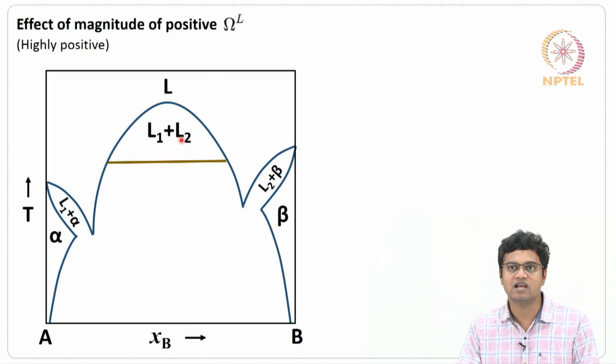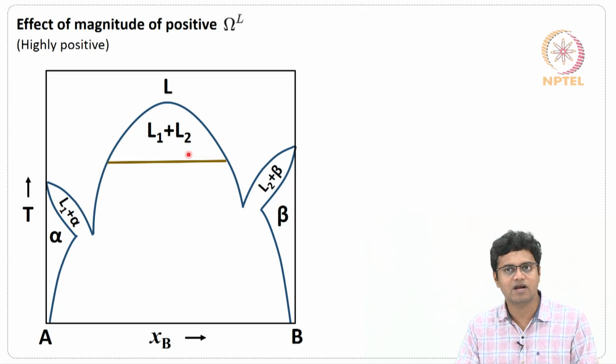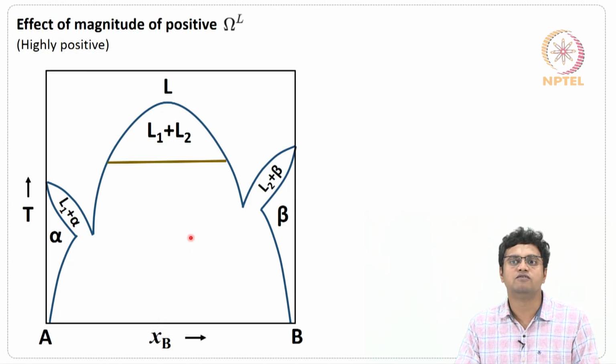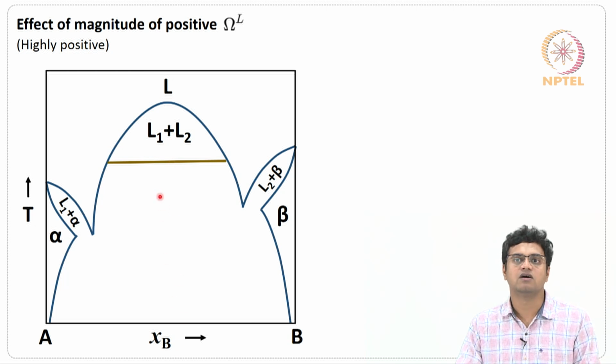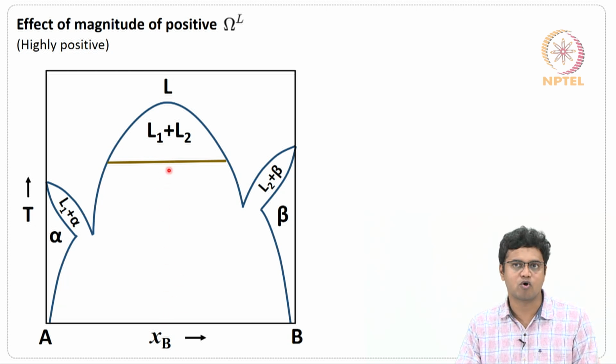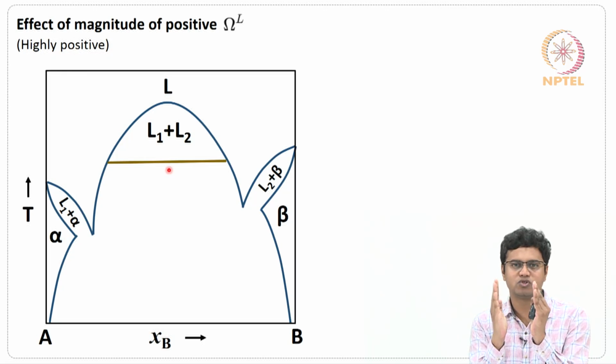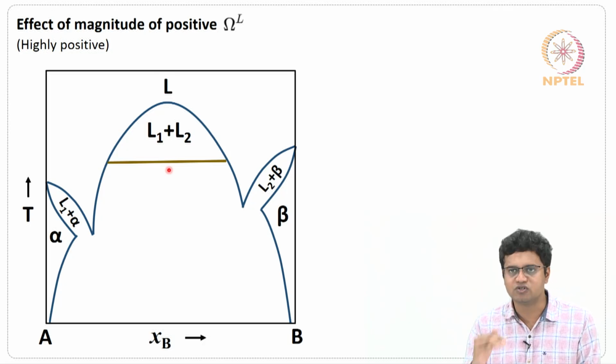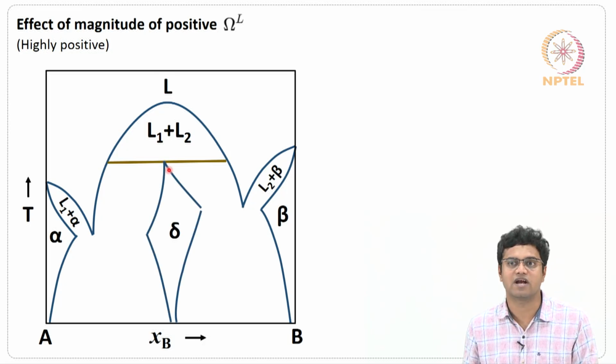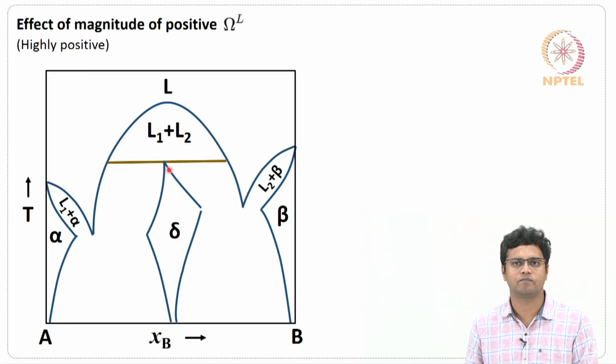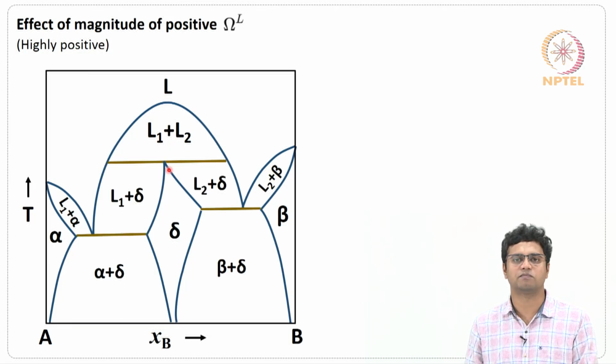Why? Because otherwise I will be stabilizing both the liquids at low temperature, which is not possible. Liquid is always stable at higher temperature. So how can I stabilize a solid from two liquids? I need to have a solid which is stable up to higher temperature. That is possible if I add a compound here, or a region of composition variation of that compound, but I have to have a solid which is stable up to higher temperature. So that I have added here. So that's a delta.